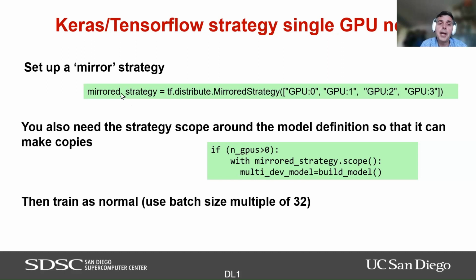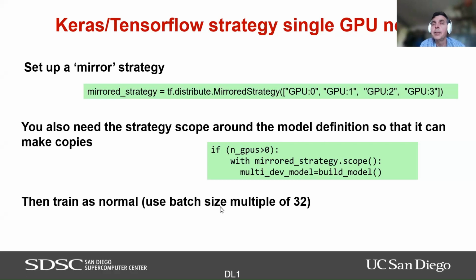So you tell Keras, okay, I'm going to use a mirrored strategy, and when you build a model, you build it inside the scope of the mirrored strategy. So Keras knows this is a model that's going to be built, and it's going to copy it into all the devices. So basically your built model is copied. And then you just train as normal.